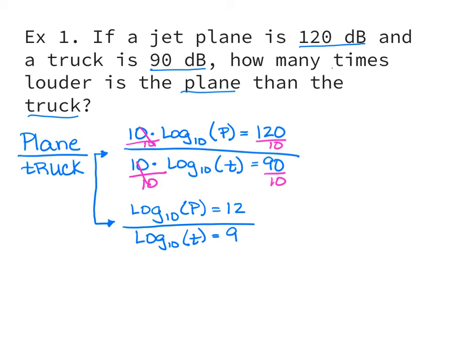And just like magnitude, we talked about how we can turn a log into an exponent. So I'm going to take the base and get rid of the log and the 10 on both sides. Now we know the P for the plane is going to be 10 to the 12th power over the truck loudness, which is 10 to the 9th power. Remember, when we are dividing, we subtract the exponents because our bases are the same. So we now have 10 to the 3rd power.